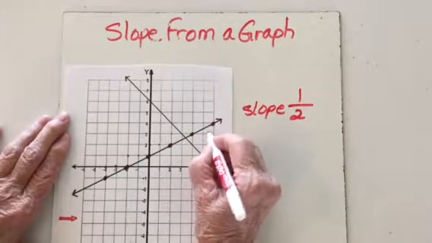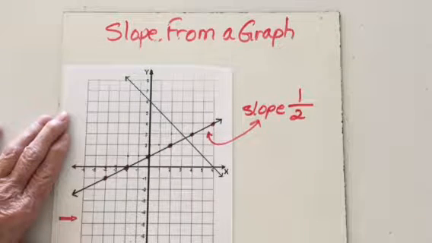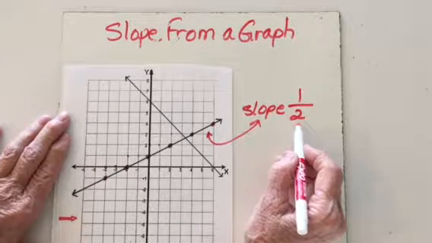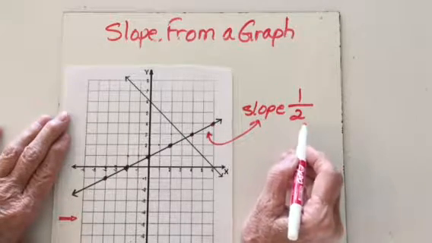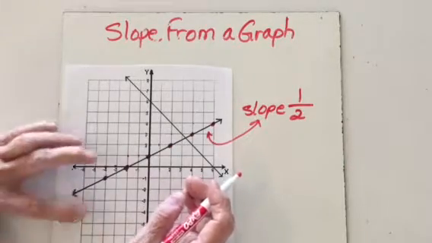That slope is 1/2. The slope is 1/2. And again, it's a pretty gentle slope. It's a fraction. It's less than 1. It's a gentle slope. All right, let's look at this next line.